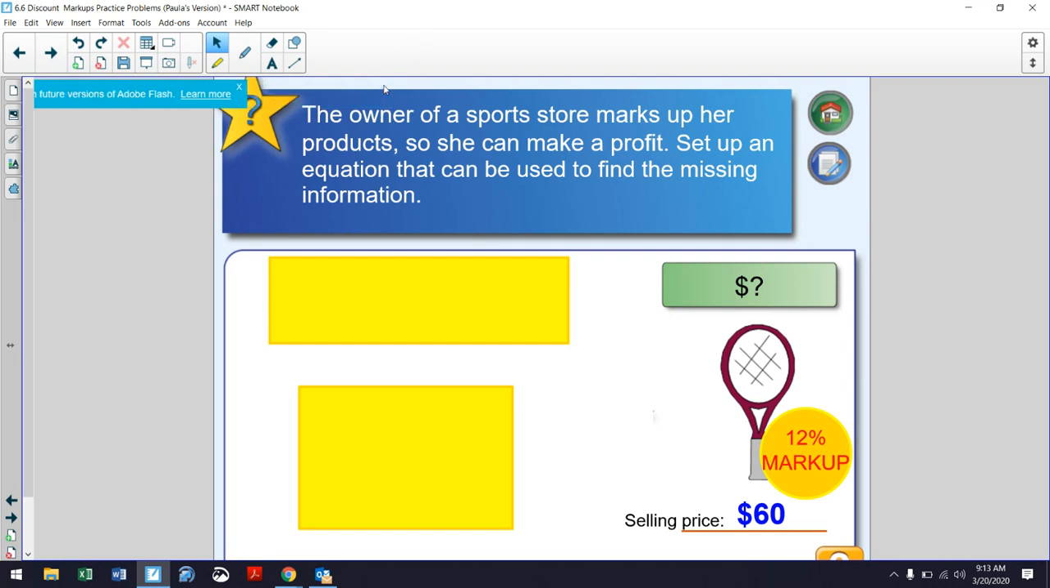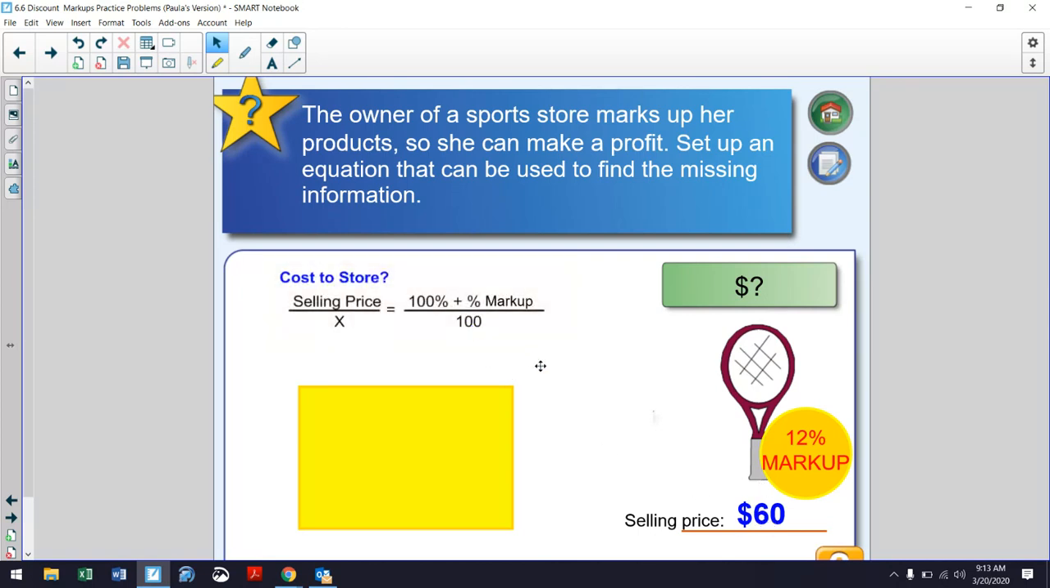All right, that same owner here is selling tennis rackets for $60, and that is at a 12% markup. So we want to know, how much did those tennis rackets actually cost her to buy, so that we can figure out how much profit she's making. So looking at that formula sheet, we want to know the cost to store. So this is how we would set that up.